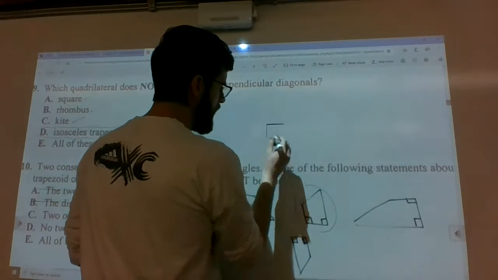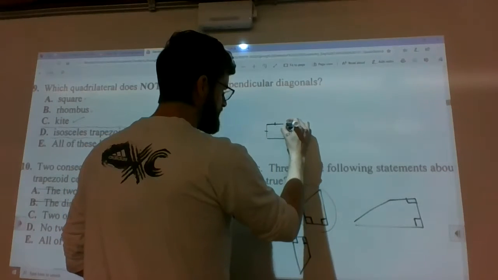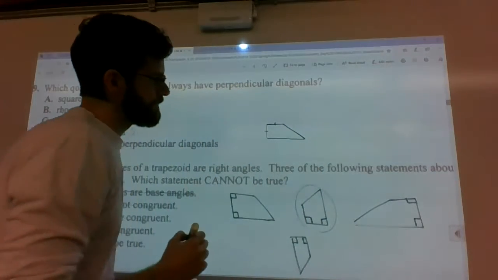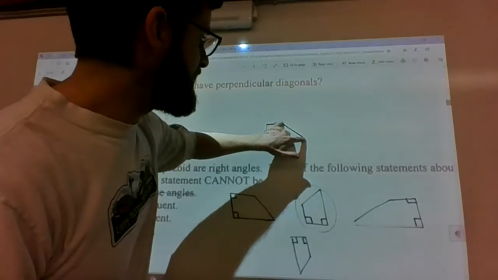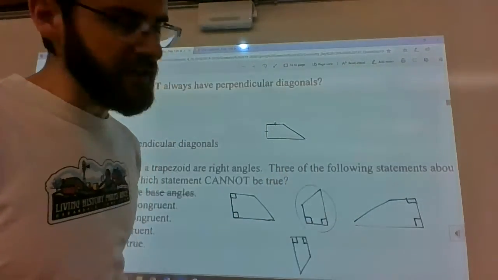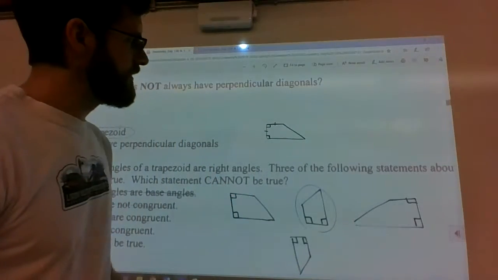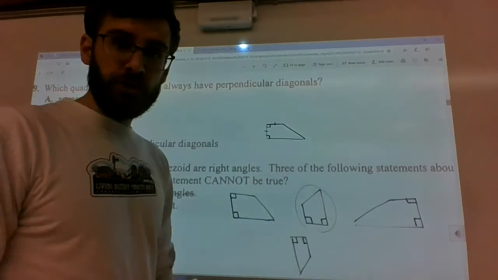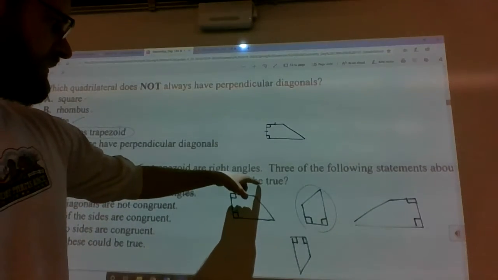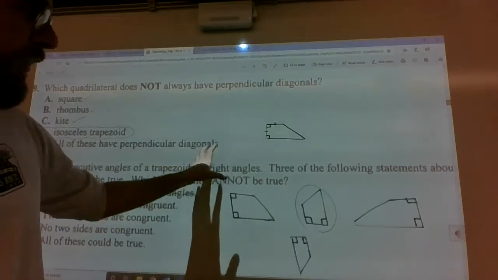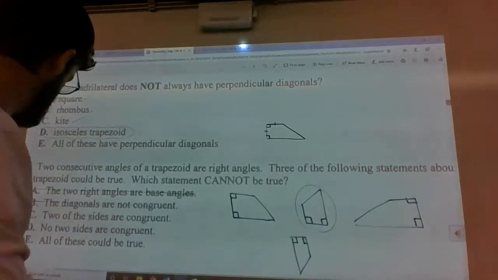Aha. So, these 2 are the same. And then you're left with something like this. Now, it's not a kite because this side is definitely not the same measurement as this other side here. And I suppose these are 90 degrees. This could be true. I could draw 2 consecutive angles of a trapezoid that are right angles in which 2 of the sides are congruent. Just drew it right there.